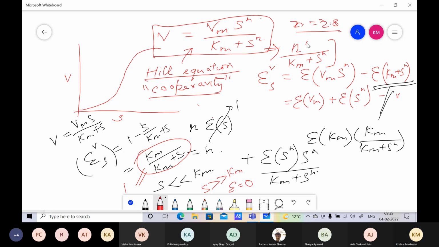Sir, n is also multiplied by Km in the numerator. Okay. Km into n. है ना? Yes. So all of you are getting this? So E is equal to n Km upon Km plus S to the power n. All of you got this expression? Which is essentially just like this, Km upon Km plus S. यहाँ पे एक n आ गया.